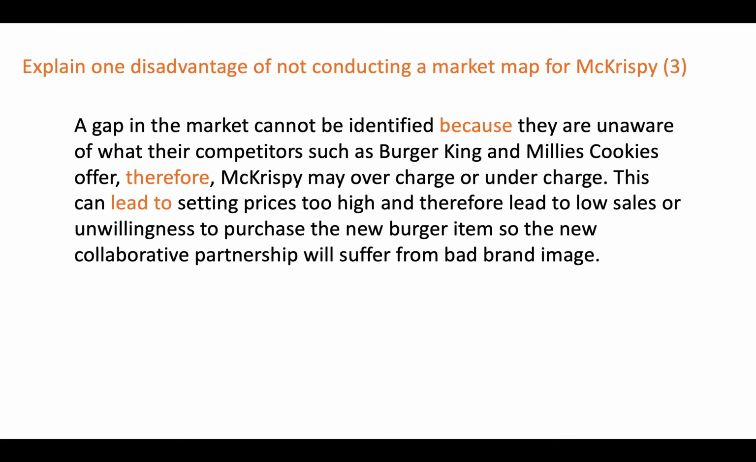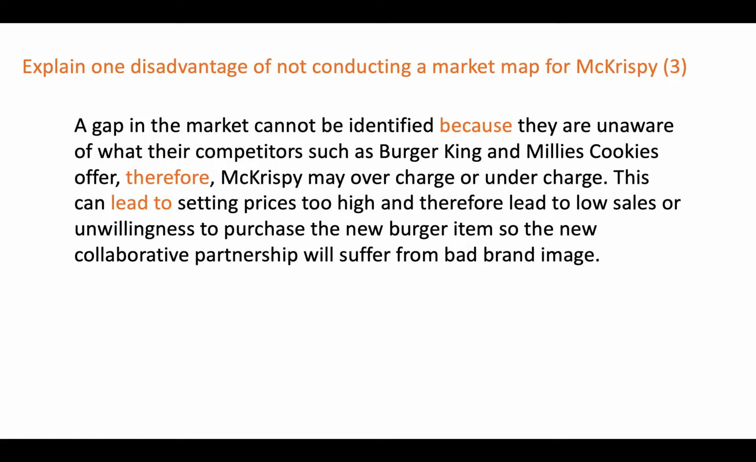So, for example, in this question, it's asking us to explain one disadvantage of not conducting a market map for McCrispy. Now, market map looks at 2 different things. So, for example, quality and price, and then you lay out on a piece of paper or online or on your computers, you lay out the competitors to your business in terms of price or quality. So you might have low price, low quality, high price, and high quality. So the response may be something like this. And you'll notice that it's got because, therefore, and leading to in the response as well. So a response for 3 marks might be something like this.